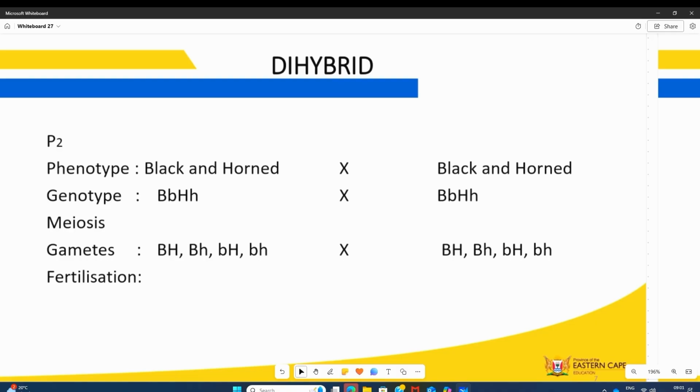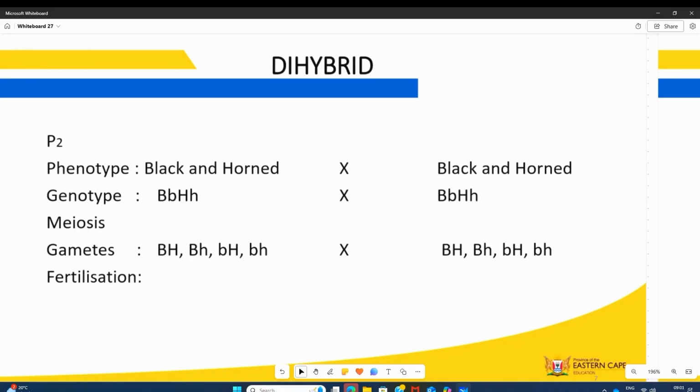We are now going to the second parent generation, which is still the parent. Now, the offspring are now the parents. They become the second parent generation, right? With the phenotype, they are all black and horned. So both of the parents are now black and horned, right? We have the genotype, which we've already stated earlier is heterozygous.